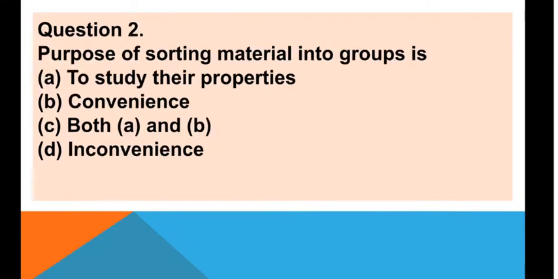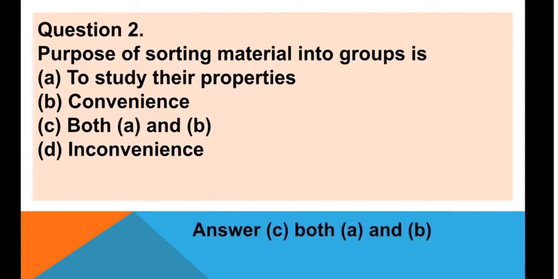Now we have question number 2. Purpose of sorting materials into groups is: option A, to study their properties. Option B, for convenience. Option C, both A and B. Option D, inconvenience. So you need to tell me the purpose to sort the material into groups. So as we know, materials are grouped for our convenience and to study their properties. So option C, both A and B, will be the right answer.